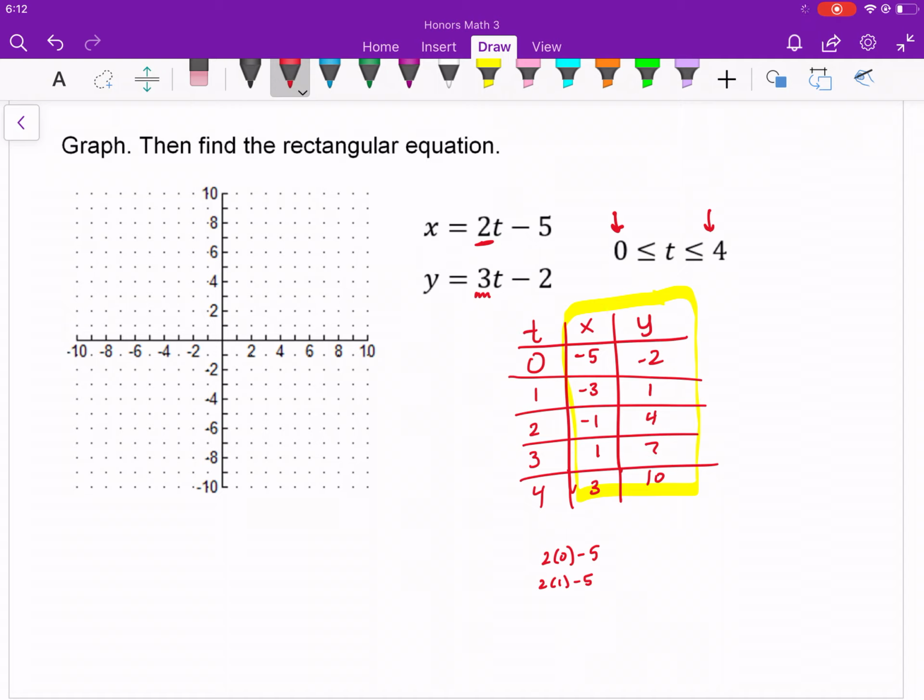Okay, so the highlighted part is what I'm actually going to graph. And it's important to know what we start out with. So I'm going to highlight our first point when we start graphing. So we got negative 5, negative 2 right here. And I'll highlight that as our starting point because that's important. And then negative 3, 1. And then negative 1, 4. And then 1, 7. And then 3, 10.